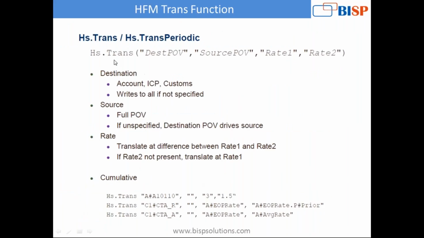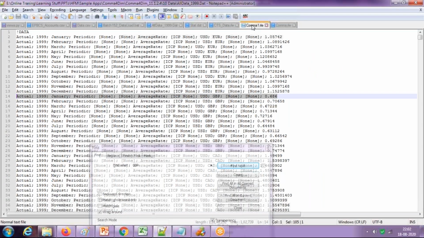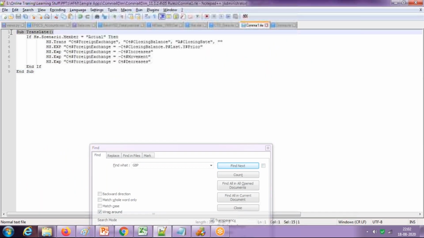Let me show you. I'm going to use HS.Trans, a currency translation function which has 4 arguments: destination point of view, source point of view, rate 1 and rate 2. If you define both rates, the system takes the difference of them. If you define only rate 1, the system takes only rate 1. I have copied a snapshot of the code here. HS.Translate is a predefined procedure, and I want this calculation to be performed only for Actual, therefore I limit it to scenario Actual: HS.Scenario.Member equals Actual.